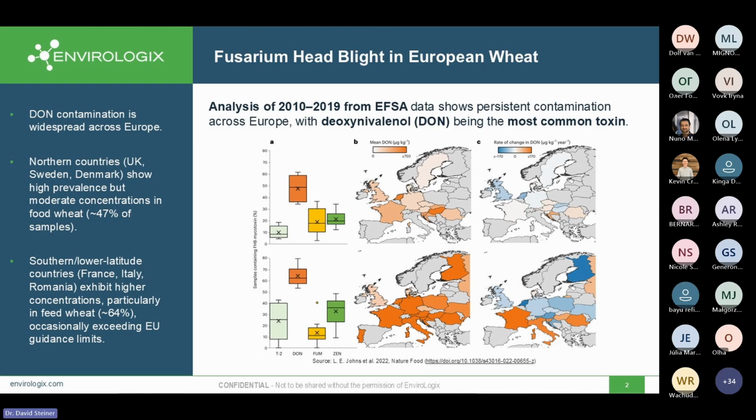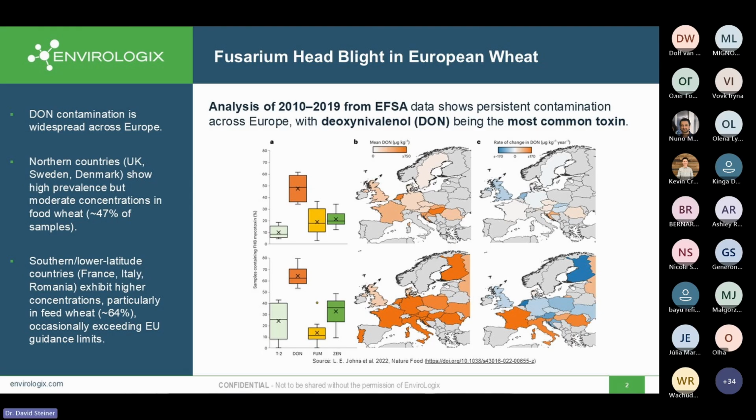So wetter and moderately warm conditions in the south favor severe outbreaks, while the northern regions see frequent but milder contamination. And the main point is that Fusarium risk is no longer rare or just a localized phenomenon. It is persistent, varies by region, and needs active management to protect both yields and also, of course, food safety.